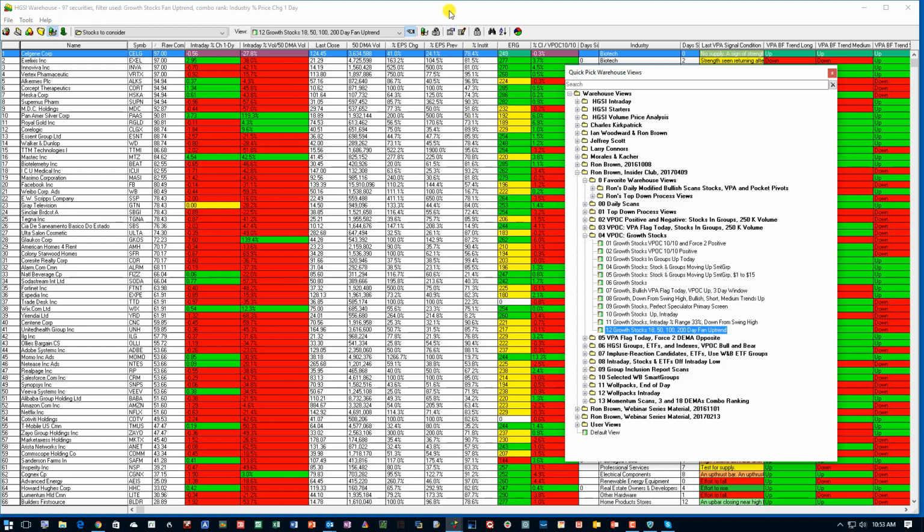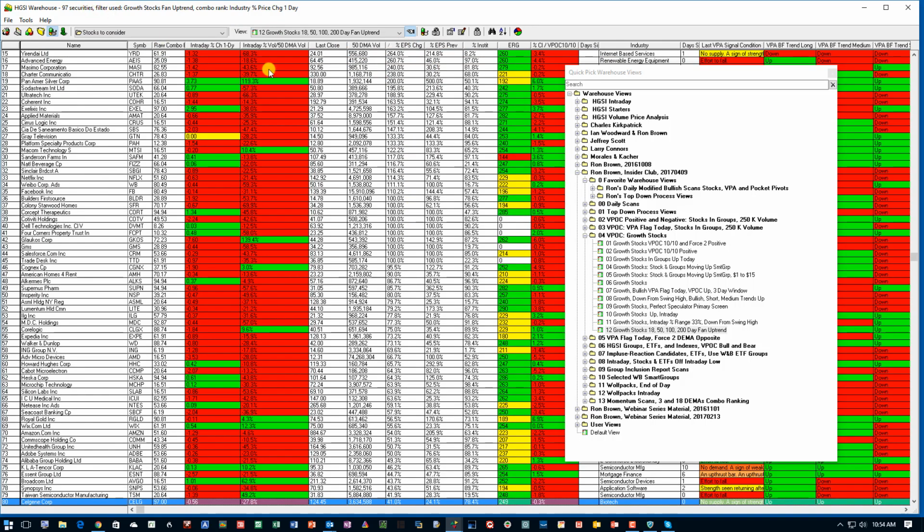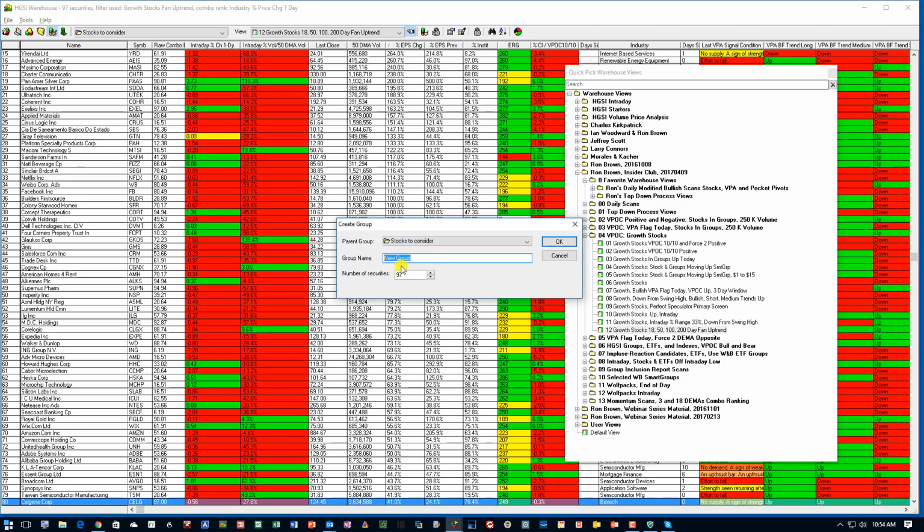These are stocks that are in this fan formation, and they are growth stocks. The growth stocks filter that I use is 20%, well, right here, the EPS change is 20% compared to the same quarter 1 year earlier, and the previous EPS has to be at least 20% compared to that quarter. So you can see that all of these stocks meet that requirement if you look down these two columns. So this cuts it down to 97 securities. I'm going to make a subgroup of that with the alternate G key, and I'll call this growth stocks in fan uptrend.